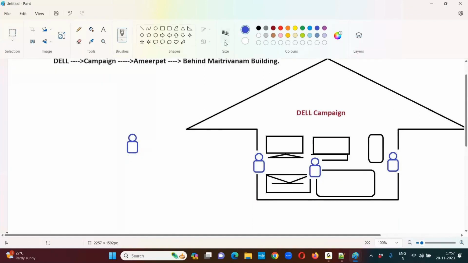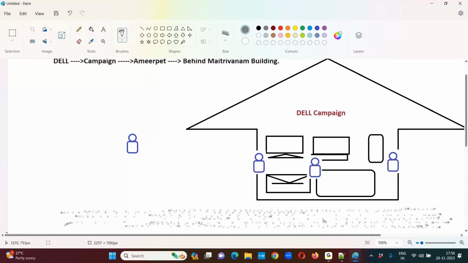Now assume that today they are conducting this campaign over here. Now assume that this is a road. So behind this Maitrivanam building, this is the road that we have. Every day, so many people are passing through this area.